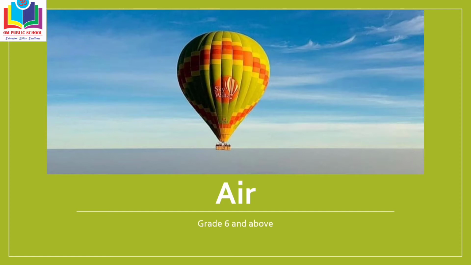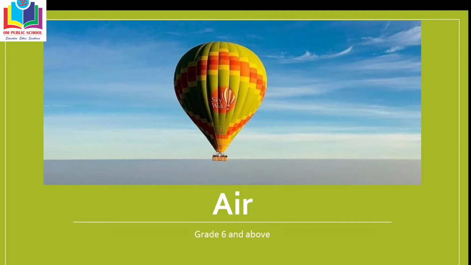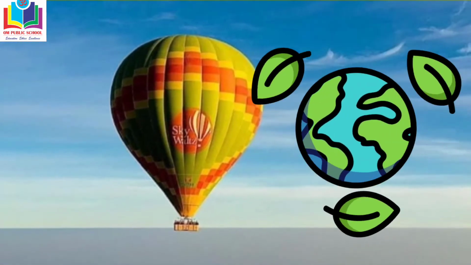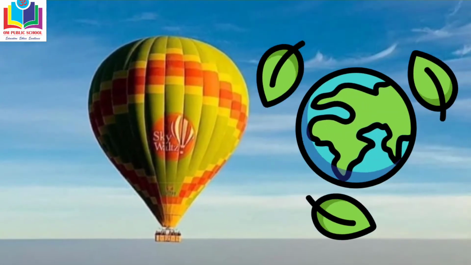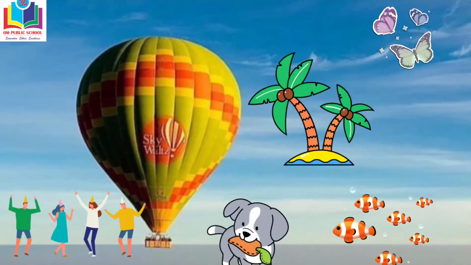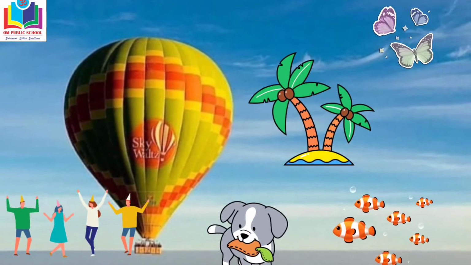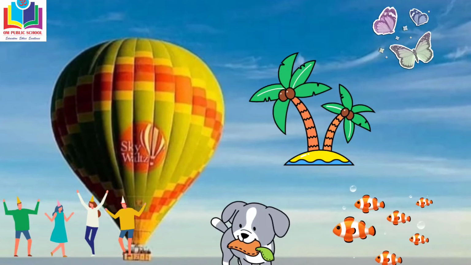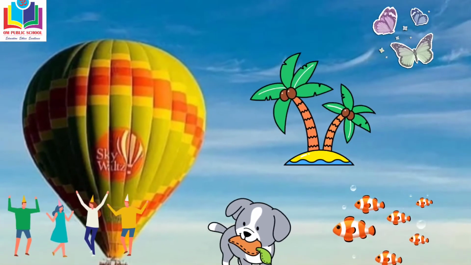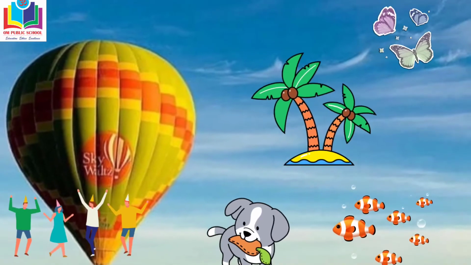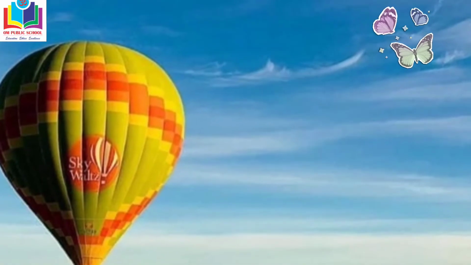Hello students, in this video we will learn some basic concepts of air and atmosphere. Our earth is surrounded by a huge blanket of air which is called the atmosphere. All living beings on this earth depend on the atmosphere for their survival. It provides us the air we breathe and protects us from the harmful effects of the sun's rays.